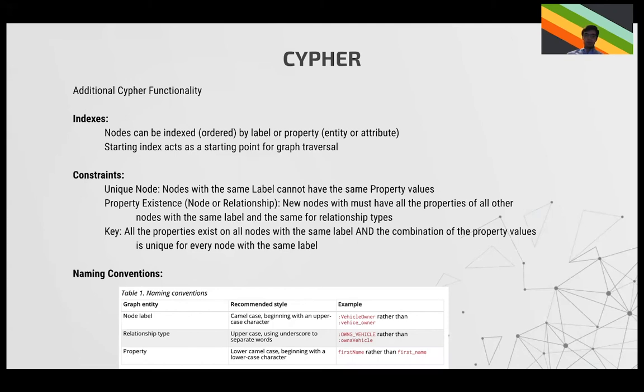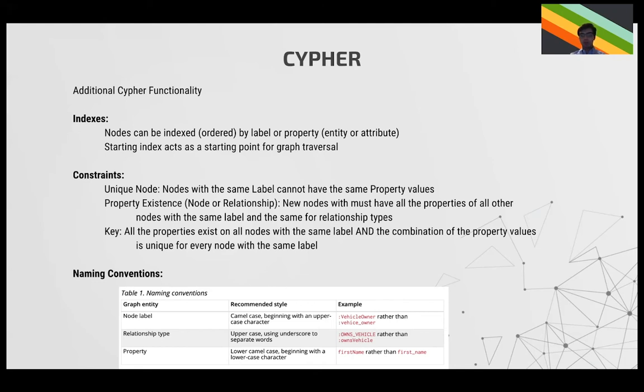Finally, we have some additional Cypher functionality. In Cypher, you can define indexes on your nodes, which is a starting point for graph traversal. And it's essentially just an ordered list of the nodes based on some parameter. And then there are also constraints. The constraint types that exist in the Cypher query language are unique constraints, which is where no node can have the same property values as any other node with the same label.